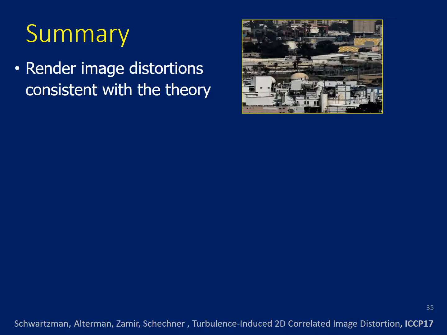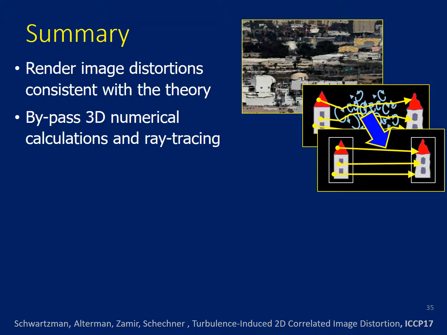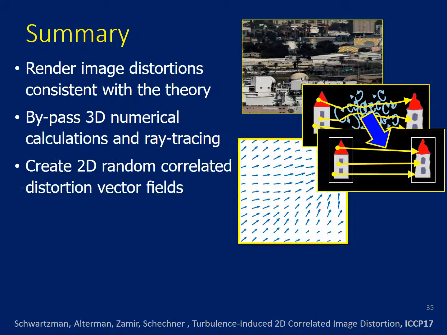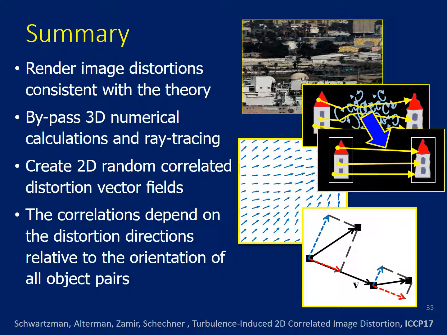To summarize, in this work, we show how to render image distortions consistent with turbulence theory. We bypass 3D numerical calculations and ray tracing by performing only 2D operations. We create a 2D random distortion vector field with non-trivial correlations. The correlation function depends on the relative orientations of all object pairs.